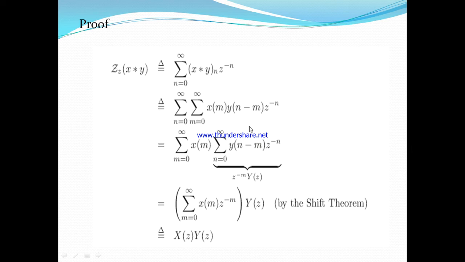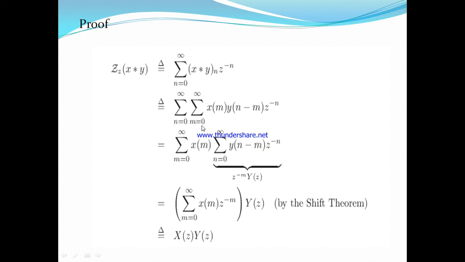According to the convolution property, we are writing sigma n equal to 0 to infinity. Here, instead of the convolution of these signals, we can write sigma m equal to 0 to infinity, x of m into y of n minus m. This is the convolution of x and y. We can write it as sigma m equal to 0 to infinity, x of m into y of n minus m, into Z power minus n. So this is the same.